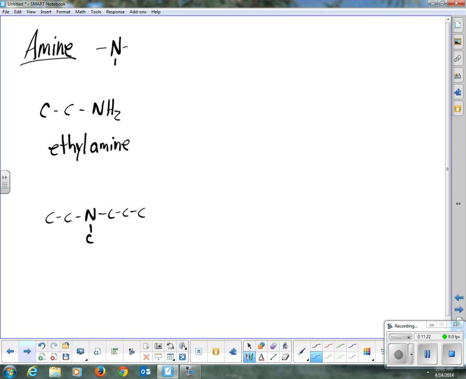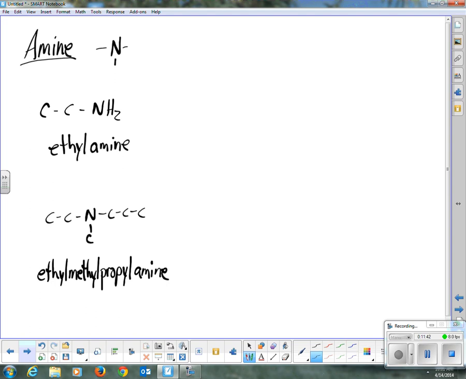I could also have a carbon chain like this attached. This is also an amine. I have an ethyl, a methyl, and a propyl attached. I just name them in alphabetical order. So ethyl, methyl, propyl, amine.